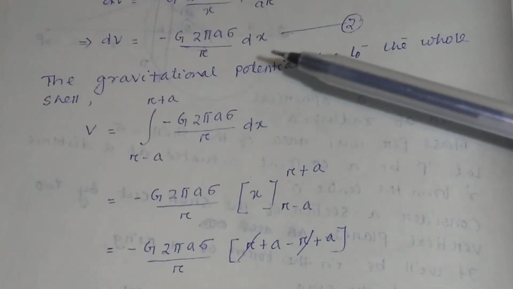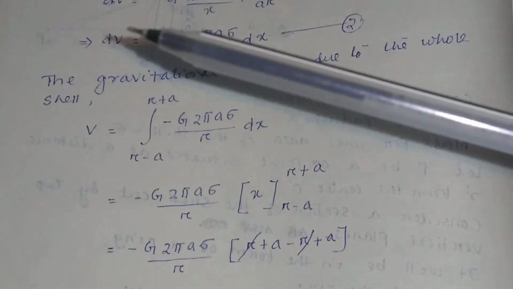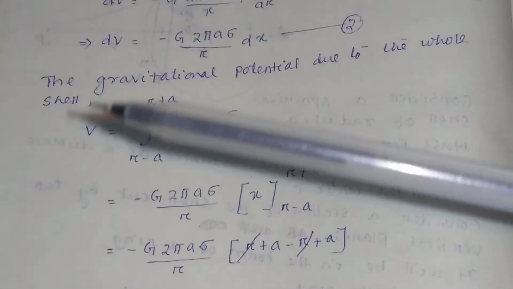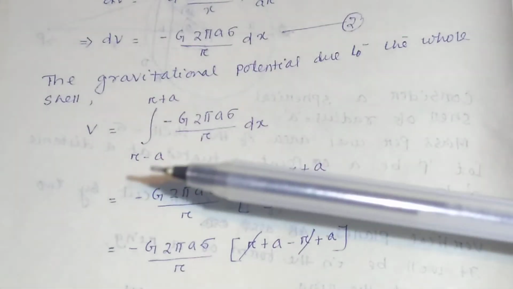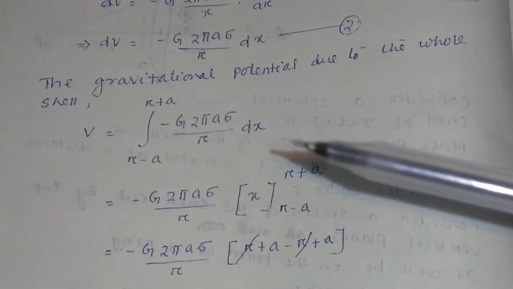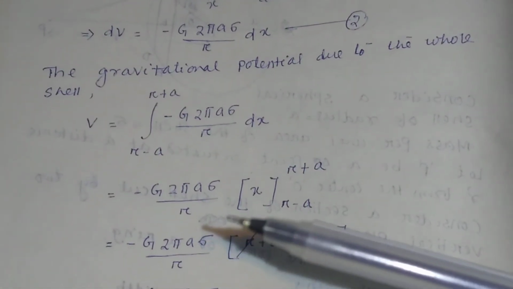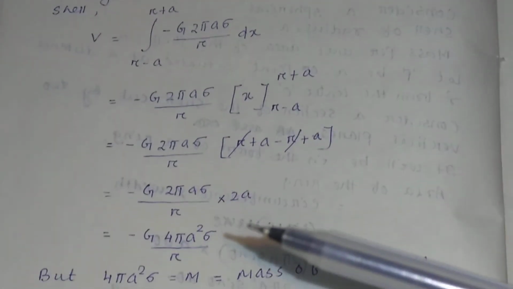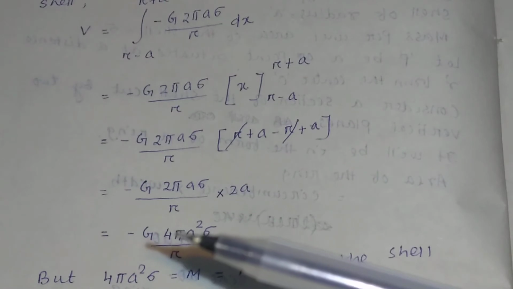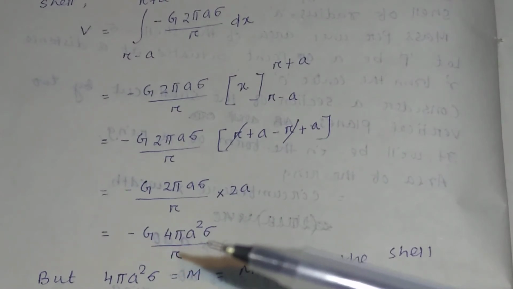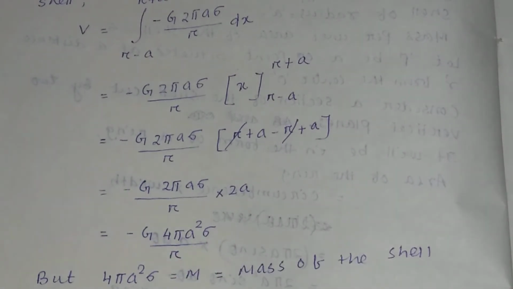So if you integrate equation 2, that is dV, from 0 to V, you will get V. And on this side, if you integrate from r minus a to r plus a, then after integration you will get the value of V, that is equal to minus G 4 pi a square sigma divided by r.